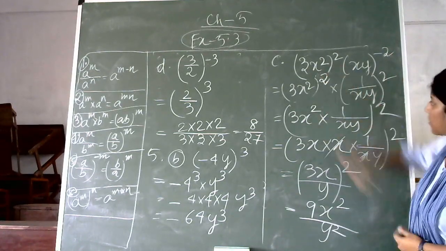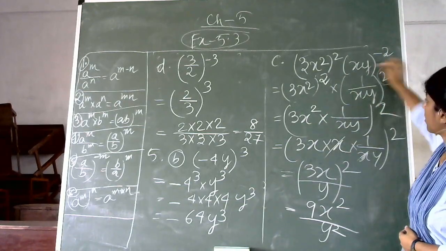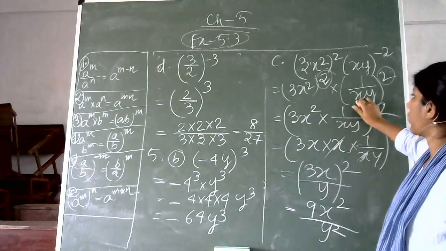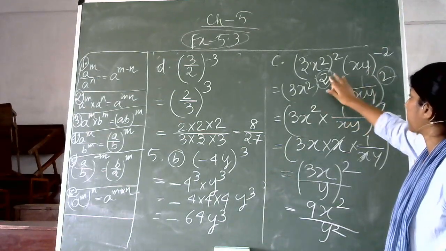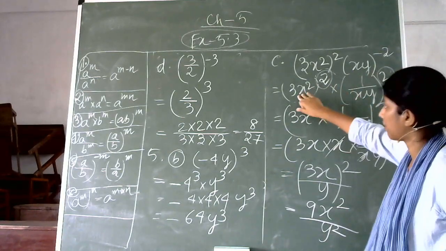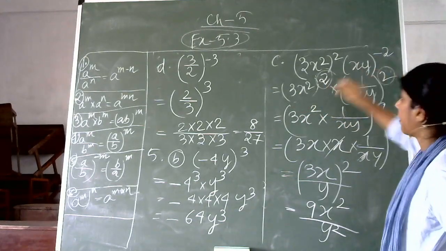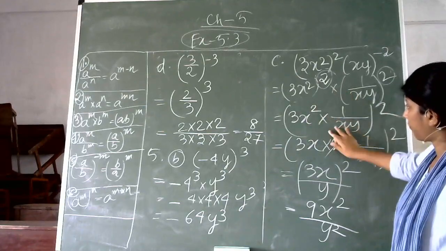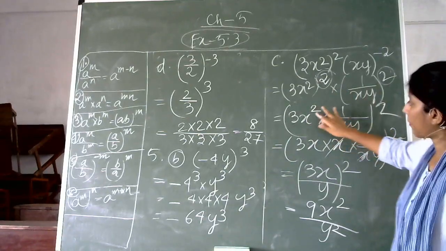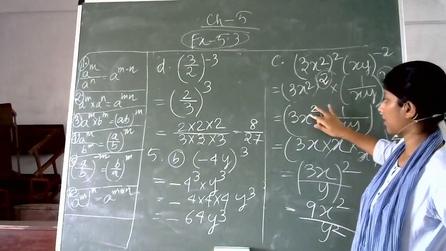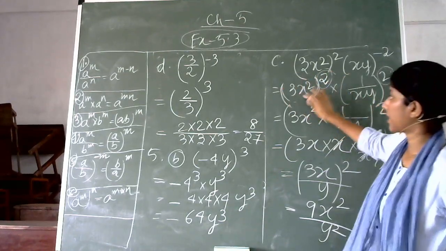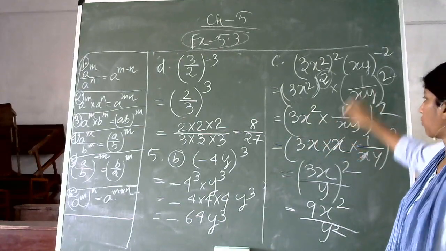Now you see same power, no? Same power with different base. So what will happen? We'll keep the same power, and we'll multiply the different bases. So 3x square into 1 by xy. Why am I writing square? Not because of this. This square is because of this. What is there inside your bracket? 3x square. That's why it's 3x square into 1 by xy.